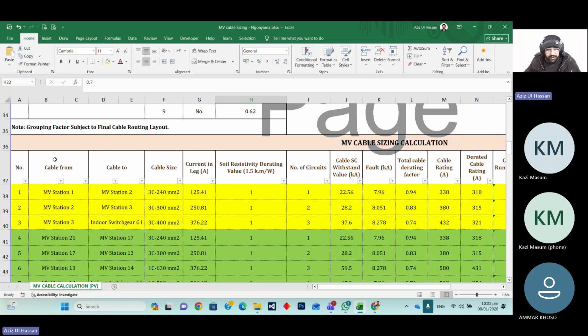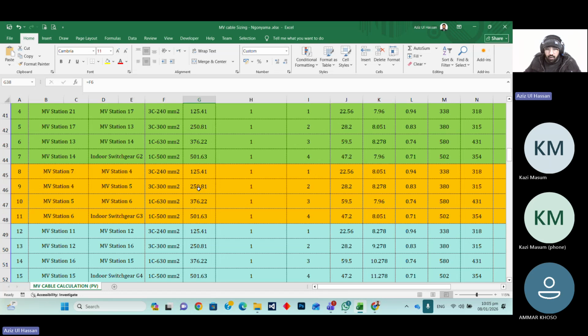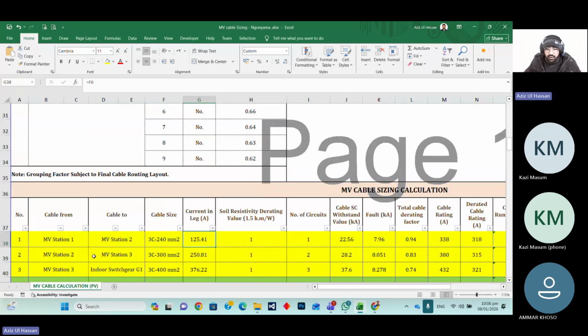Now I have just selected MV station 1 to MV station 2. You can see that I have selected the current as 125.41, this above one. Now, when this cable is going from MV station 2 to MV station 3, two MV stations will be connected in parallel, so their current should be multiplied by 2. Here MV station 3 to the indoor switchgear of the substation is the one feeder. One feeder means the loop in, loop out transformers travel the power from one feeder. That is why we multiply by 3, because here 3 transformers will be connected in parallel.